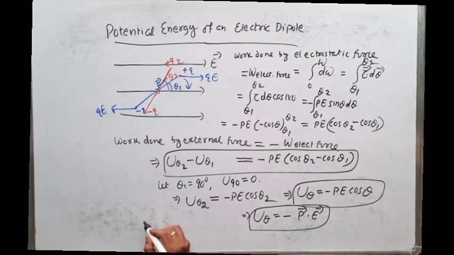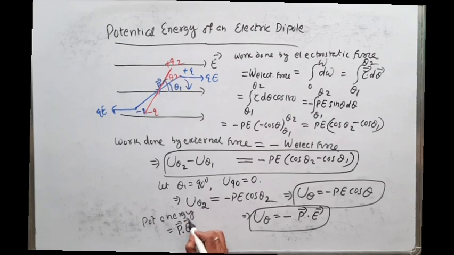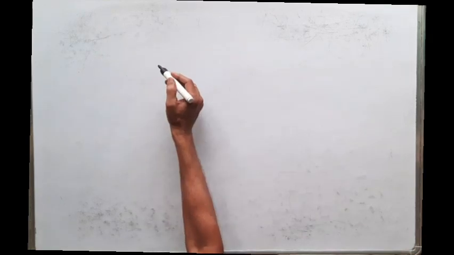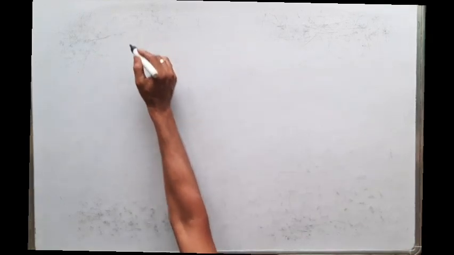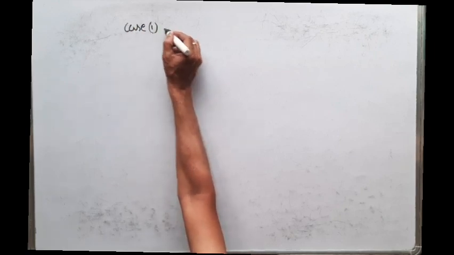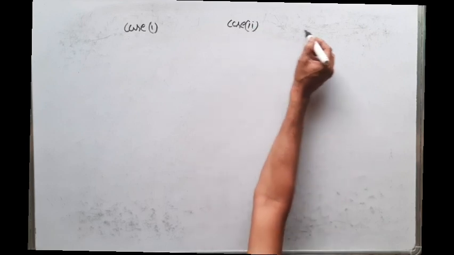So how will you remember? Potential energy, first letter is P, energy, first letter is E. So just give a minus, P dot E, that is the potential energy formula. Now we will compare the various cases, that is case 1, case 2, case 3.